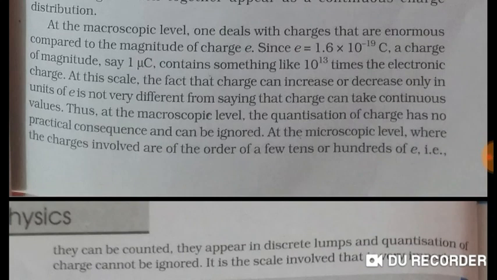At the macroscopic level, one deals with charges that are enormous compared to the magnitude of charge e. Since e = 1.6 × 10^-19 coulomb, a charge of magnitude say 1 microcoulomb contains something like 10^13 times the electronic charge. At this scale, the fact that charge can increase or decrease only in units of e is not very different from saying that charge can take continuous values. Thus, at the macroscopic level, the quantization of charge has no practical consequence and can be ignored.